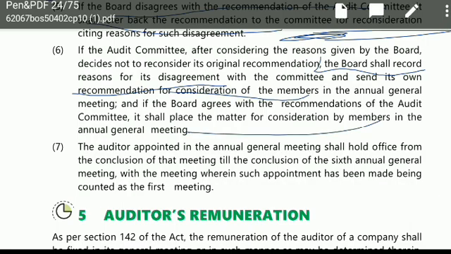This we have already discussed. Okay, now the auditor appointed in the AGM. Now what has happened? AGM has been held either with the recommendation of the board if it has agreed, or with the recommendation of the audit committee.